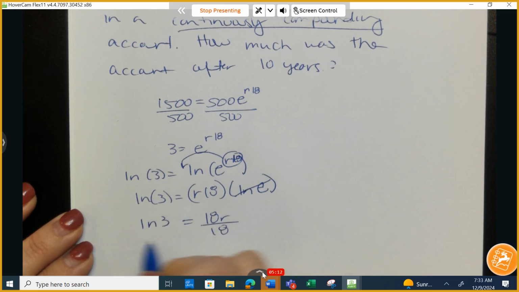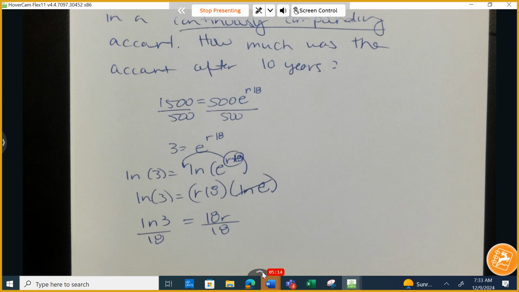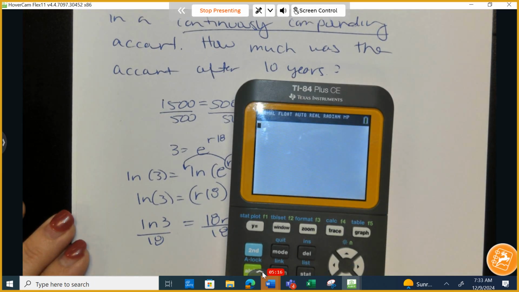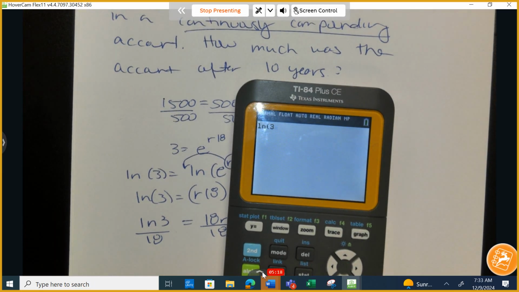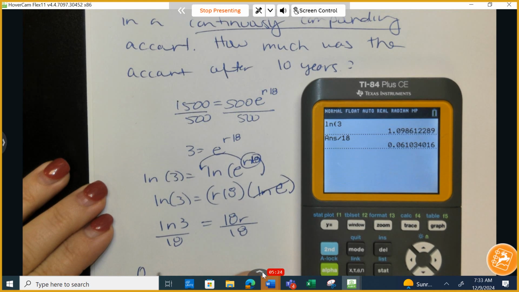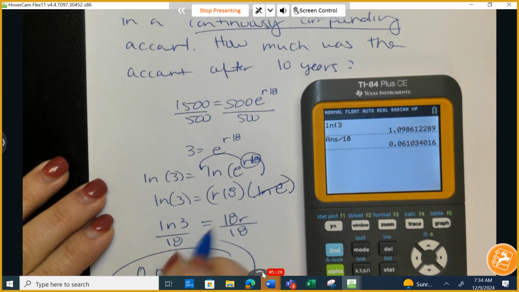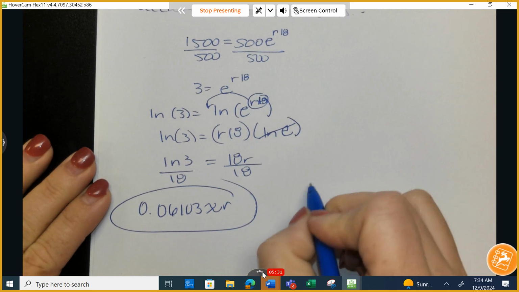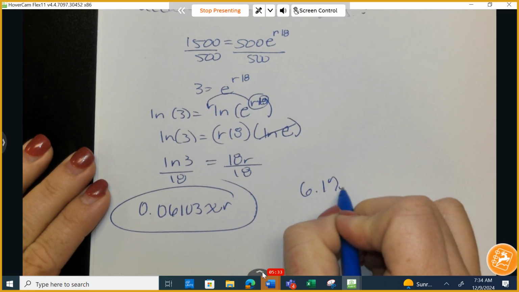I'm going to divide by 18. Coming back over to the side, I have ln of 3, and then you have to press enter, and then divide the entire quantity by 18, and I'm going to write this down. I have 0.06103, and so on. Now that's my rate. As a percentage, we would say 6.1%.